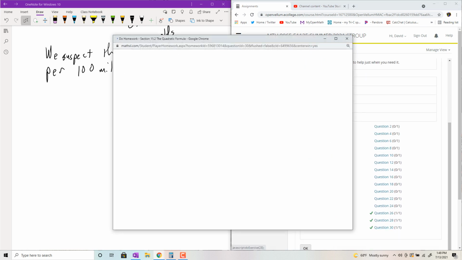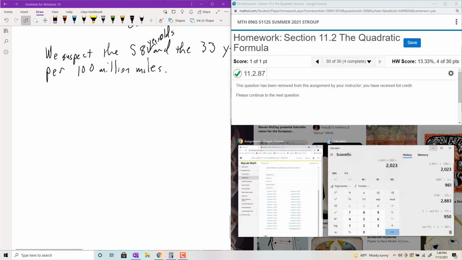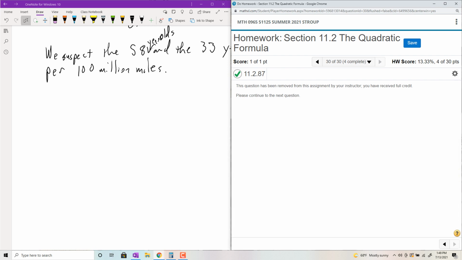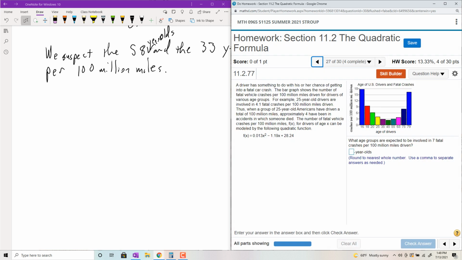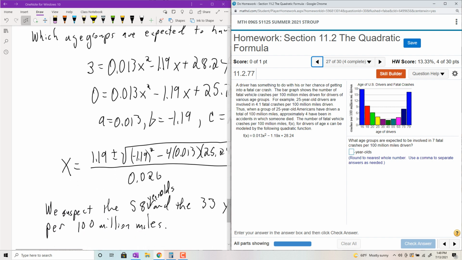Looks like I kind of previewed some of these already. Let's see what we get. Oh, I got rid of some of them. Thought maybe that was a little bit too much. Got rid of that one, got rid of that one. This is basically just like what I did. So they want you to set f of x equal to 4.1 this time and solve for x.